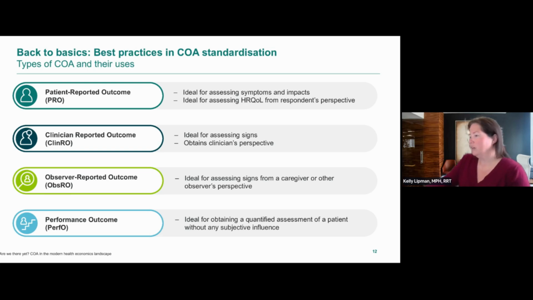So we talked a little earlier about the different types of COAs, but just to break it down a little bit more. Patient-reported outcomes are ideal for assessing symptoms and impacts, or those things that can't be easily observed. They're also ideal for assessing health-related quality of life from a respondent's perspective. A ClinRO, or clinician-reported outcome, is ideal for assessing signs, and really it obtains the clinician's perspective. Again, these are usually observable things, but they tend to be a combination of either biomarkers or just signs that the clinician can observe.